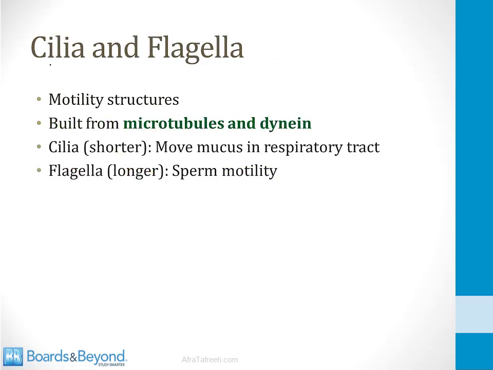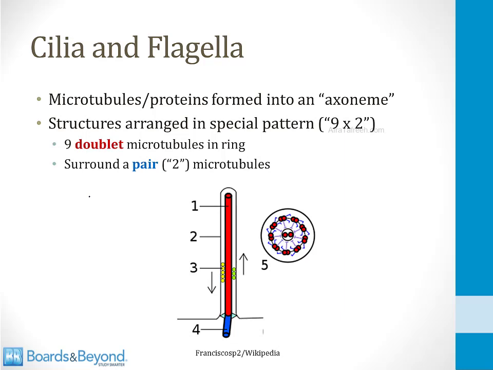Two of the most important cellular structures that utilize microtubules are cilia and flagella. These are motility structures for cells, and they are built from microtubules and dynein. Cilia are shorter, and they're important in the respiratory tract for moving mucus, and flagella are longer, and they're very important for sperm motility. For the Step 1 exam, it's very high yield to know some of the details of how cilia and flagella function.